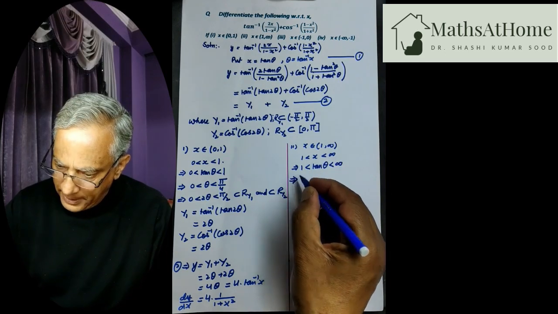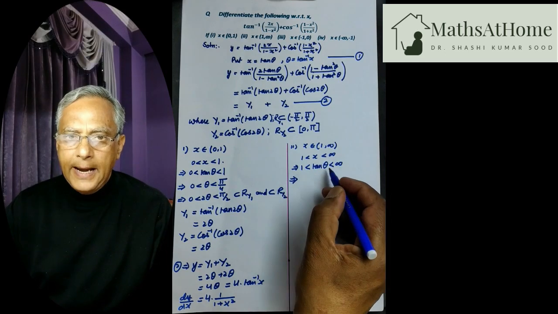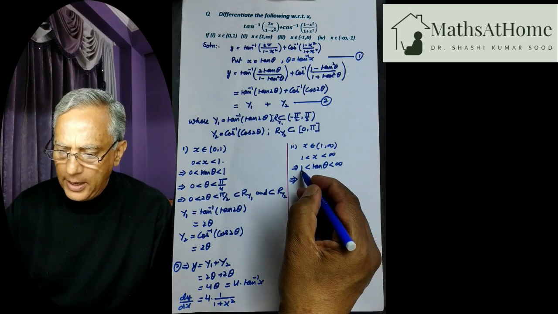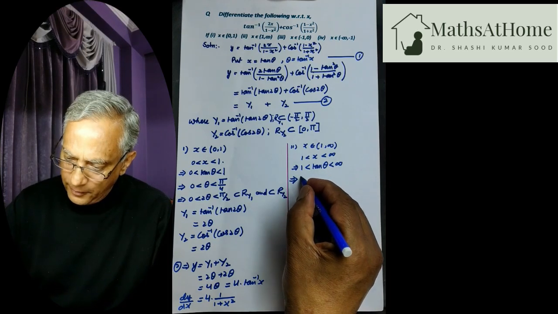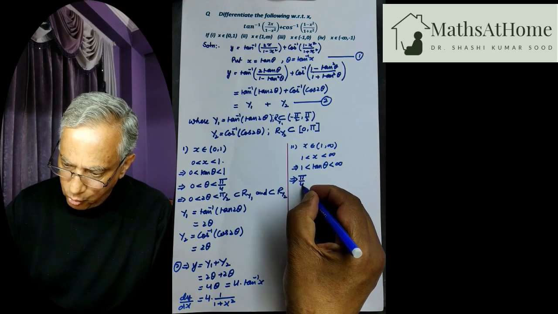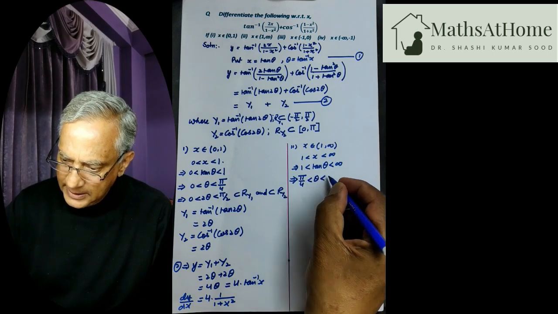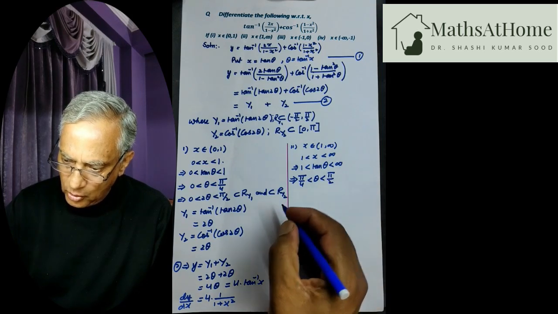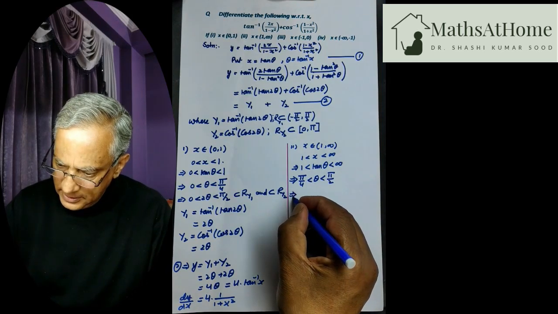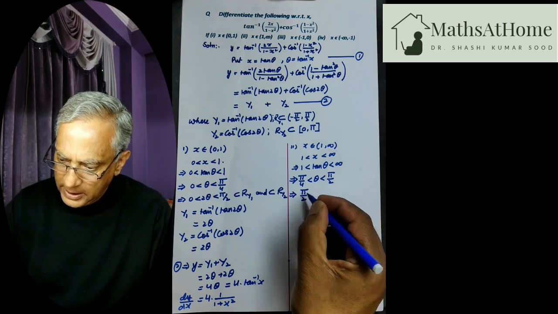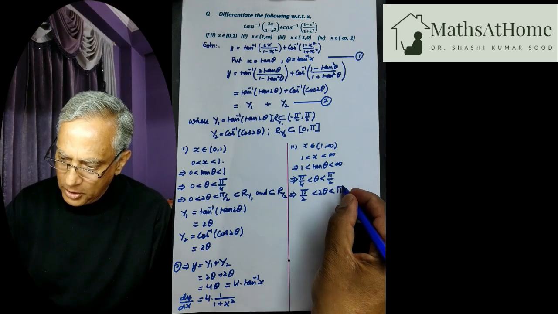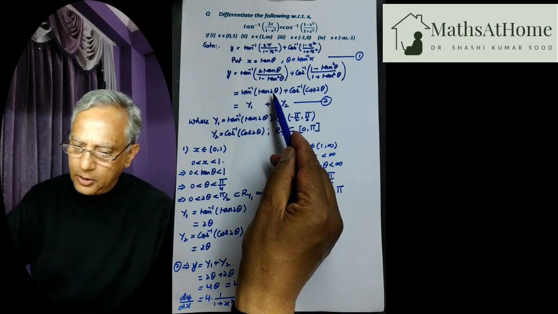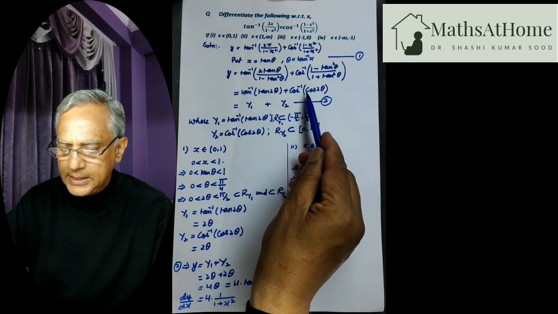Now tangent of pi by 4 is 1 and tangent of pi by 2 is infinity. Tangent is infinity at pi by 2 and 1 at pi by 4, and it is a monotonically increasing function. So we will have pi by 4 is less than theta is less than pi by 2, and this implies, multiplying by 2, pi by 2 is less than 2 theta is less than pi, because we have to check whether 2 theta is in the range of this or not.